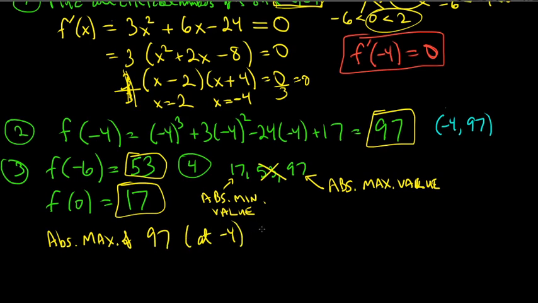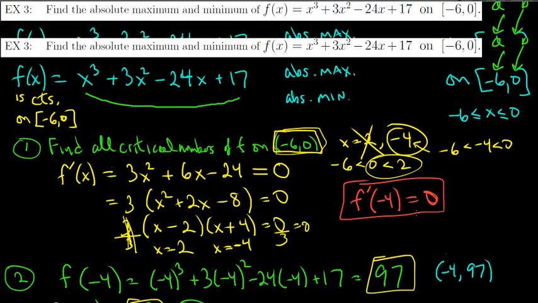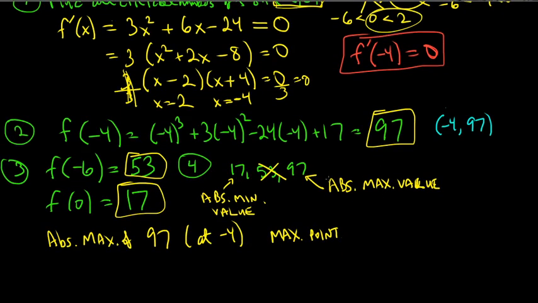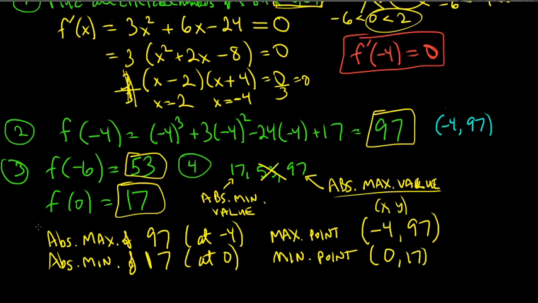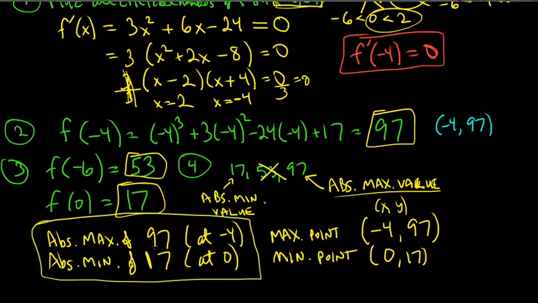So, if the question is to find the maximum point, and again, it should be clear from the question, here it just said find the maximum and minimum, so the maximum is 97. The maximum point would be -4, 97. There you're looking for both the x and the y. But the maximum is just the maximum value, and that's just 97. And then we have an absolute minimum of 17, and that occurs at x equals 0. So your minimum point is 0, 17. So this answers the question. You have an absolute maximum of 97 and a minimum of 17, and these are the points at which they occur.